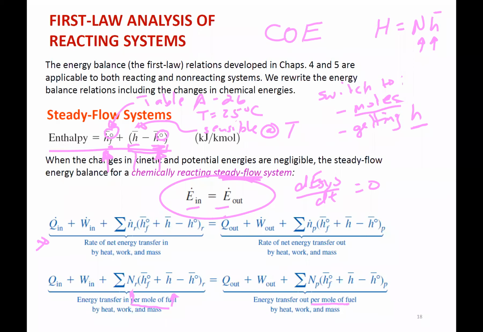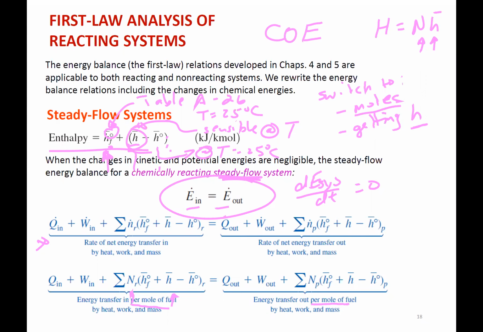This one is always just the value at 25 degrees Celsius in the back of the book for that product. This one is at whatever temperature you're actually at for the reactants or products. So to summarize some of that notation, the bar above it means it's on a per mole or per kilomole basis, and the circle means that it's at the reference condition.